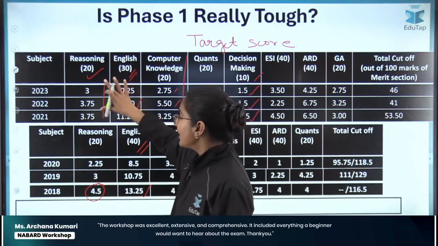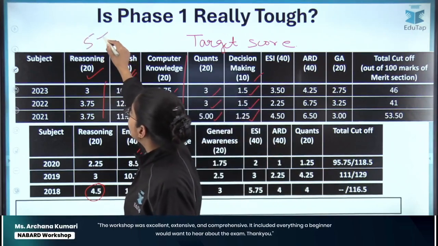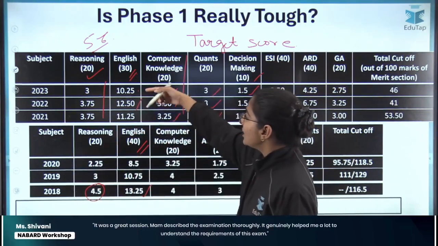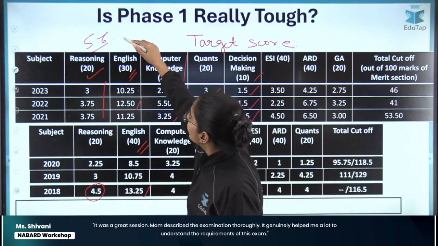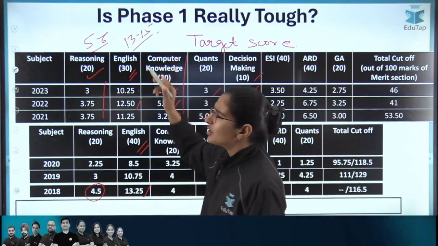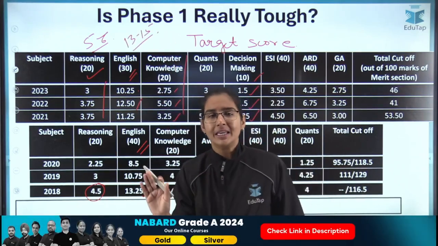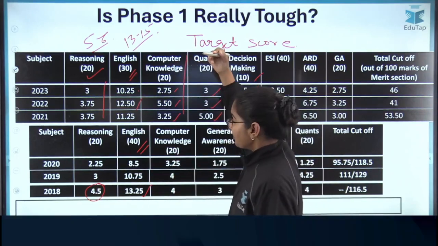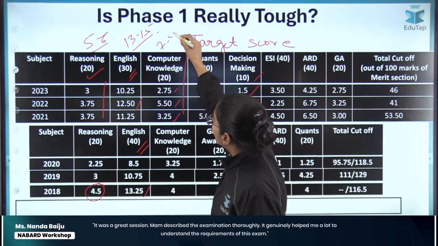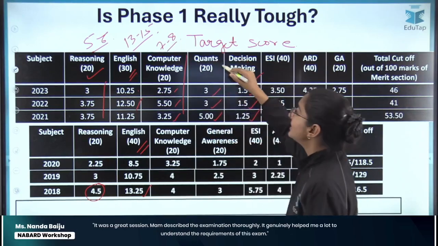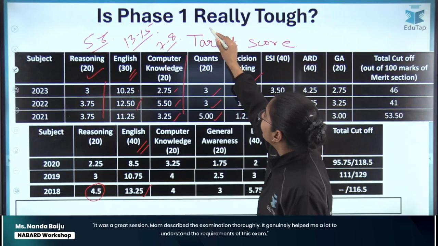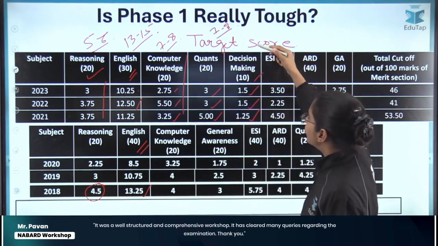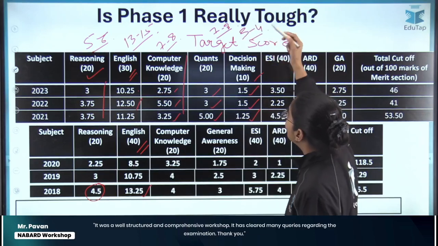In reasoning, your target should be solving 5 to 6 questions correctly. Okay, 5 to 6 questions correctly. Then in English, your target score is around 13 to 15 marks. If you are scoring around 13 to 15 marks in English, you are easily going to sail through this. In computer knowledge, your target score is around 7 to 8 marks, right? In quants, your target score is not 5 to 6, that will be less, but 7 to 8 marks. Right? Similarly, in decision making, your target score should be around 3 to 4 marks.